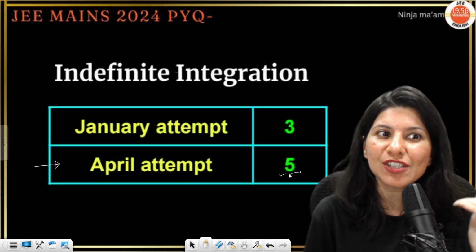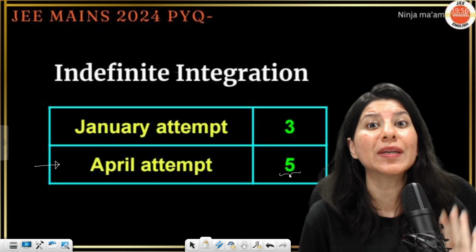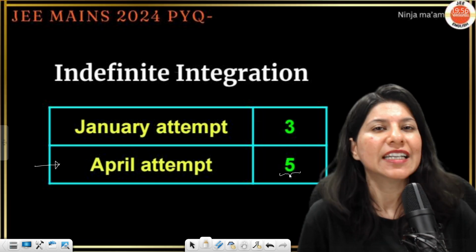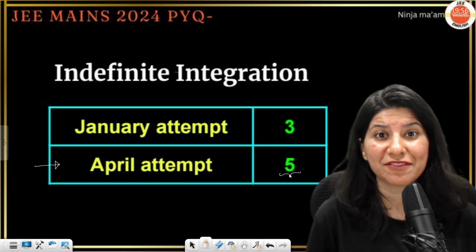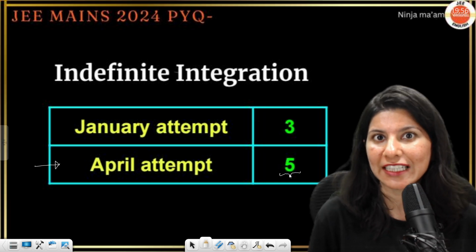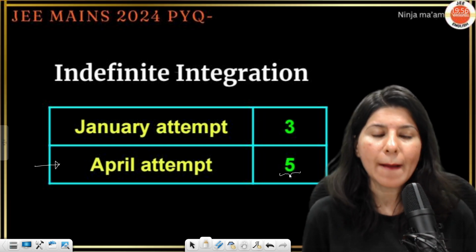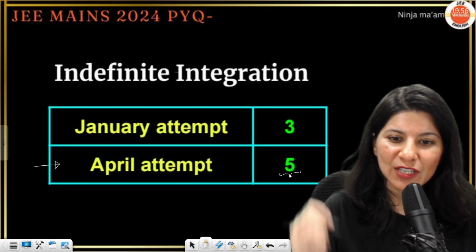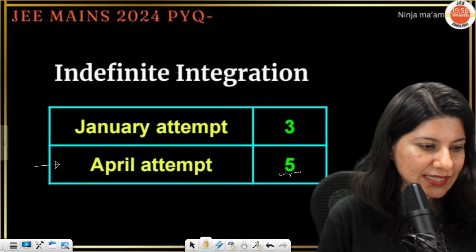without indefinite integration, there are a few upcoming high weighted chapters from integral calculus. What are they? Definite integration, area under curve, and differential equation. All three are very important, and this requires basics from indefinite integration. So although indefinite integration is a low weighted chapter, it is very important. We will only focus on April attempt questions in today's session.